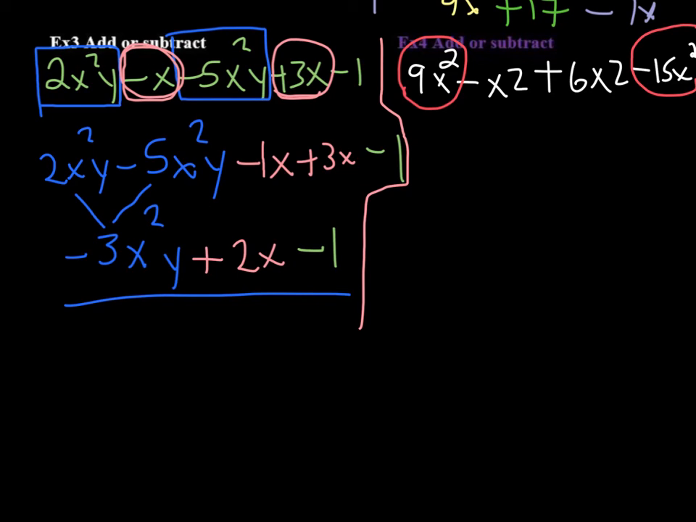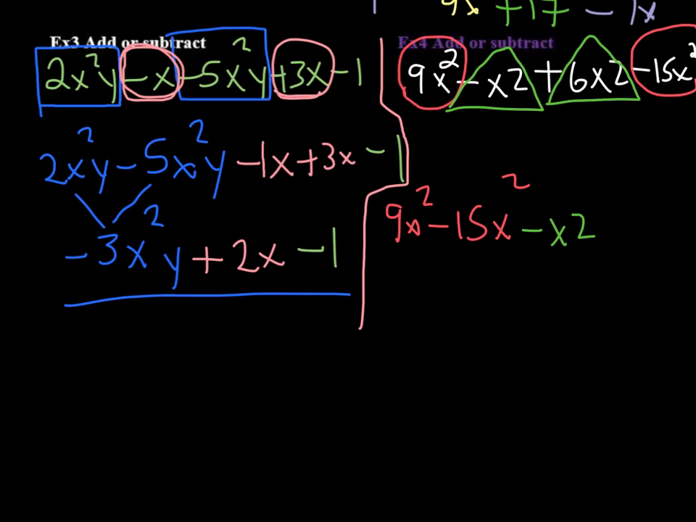We have a negative xz. I'm going to put a triangle around that. You can choose whatever shape you like. I just chose this one because I think it's easier to draw in here. And then here's another xz. Alright, let's rearrange these. Let's put the x squared together. 9x squared minus 15x squared. And then let's put the xz together. So minus xz plus 6xz.